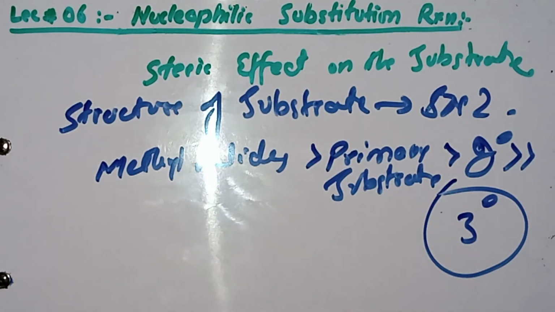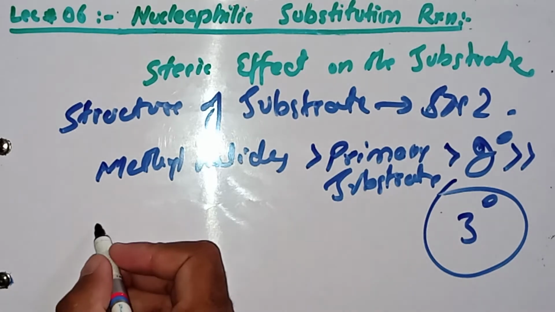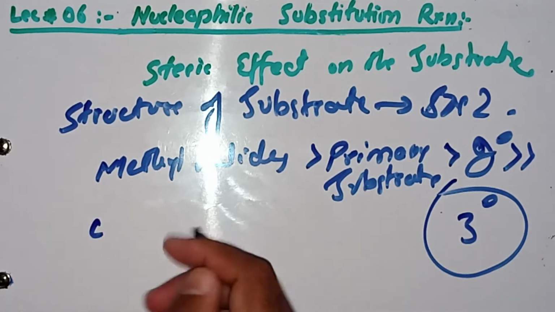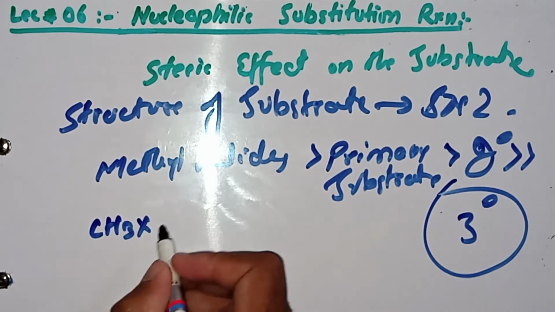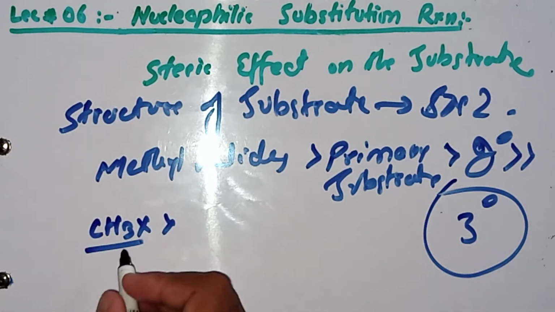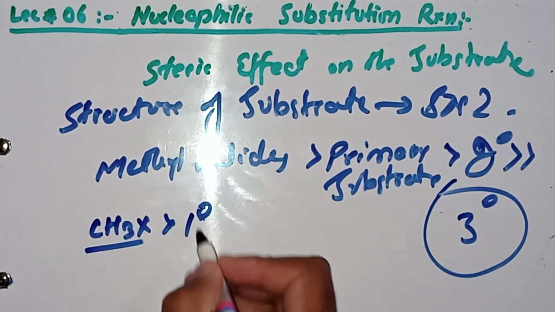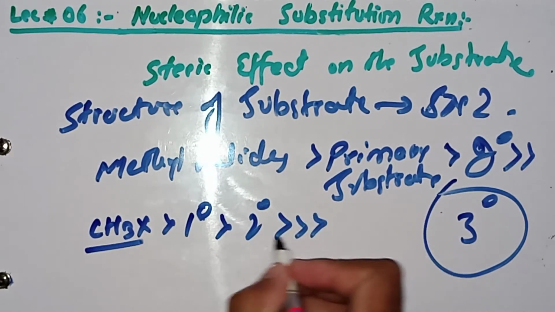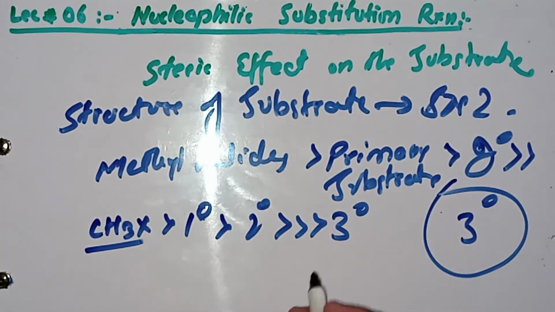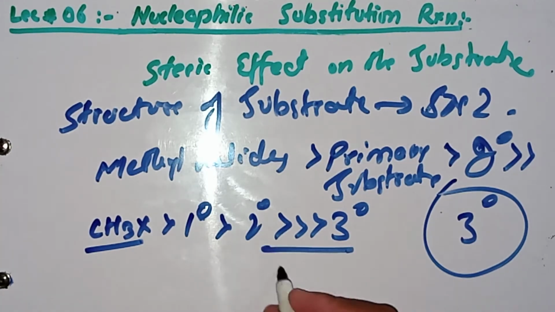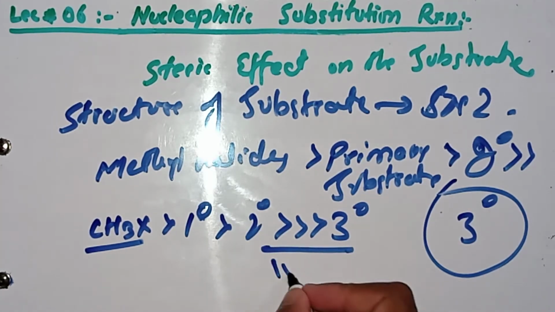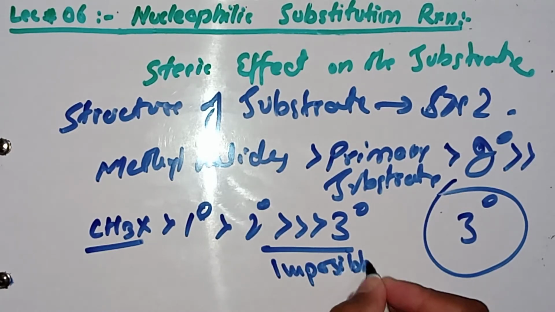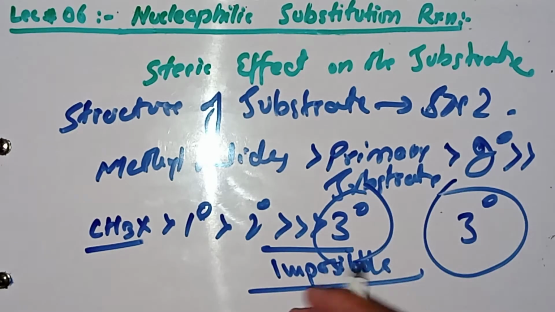This is the steric effect on the substrate. The relative order for the SN2 reaction will be like that. The rate of reaction of CH3X, that is methyl halide, will be greater than primary alkyl halide, which will be greater than secondary alkyl halide, and the third degree alkyl halide will be very much lesser. It means it is almost negligible. You can take that the SN2 reaction of 3 degree alkyl halide is impossible.